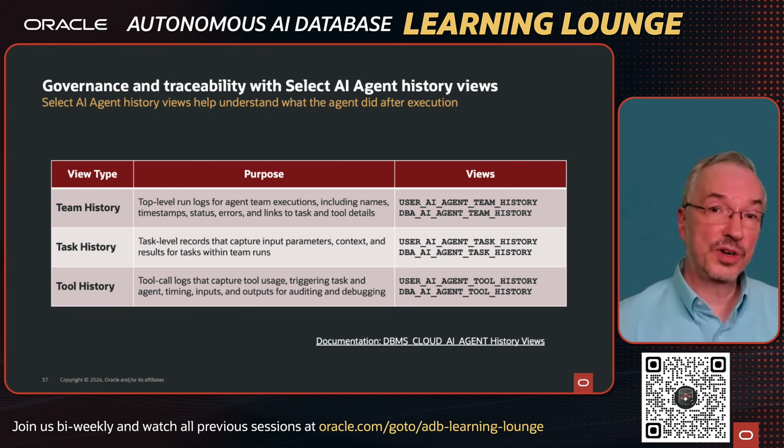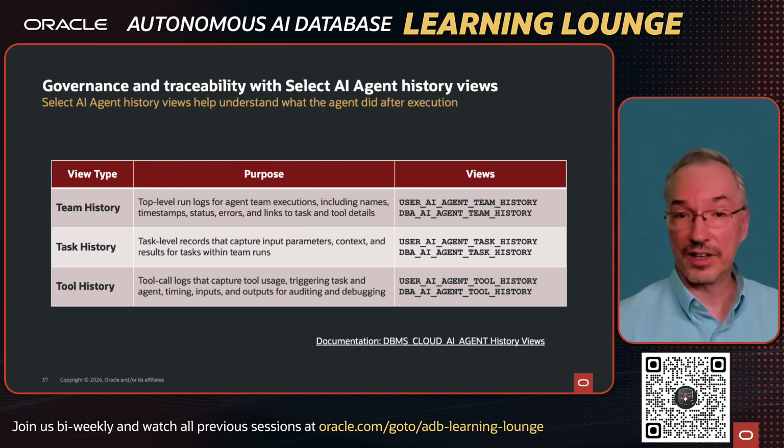And they give administrators and developers a way to understand not just the final answer, but how the agent arrived there. Now, for users with the necessary privileges, these views are available through the corresponding user and DBA views, including user AI agent team history, task history, and tool history, along with the matching DBA views.